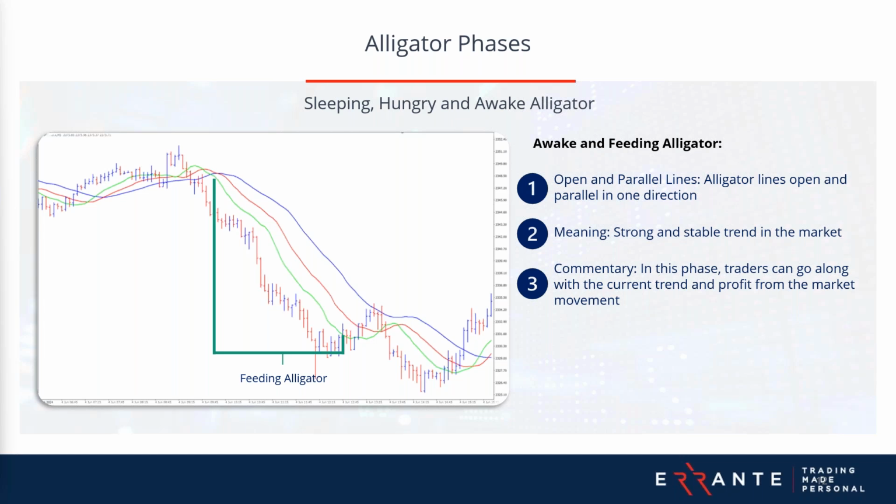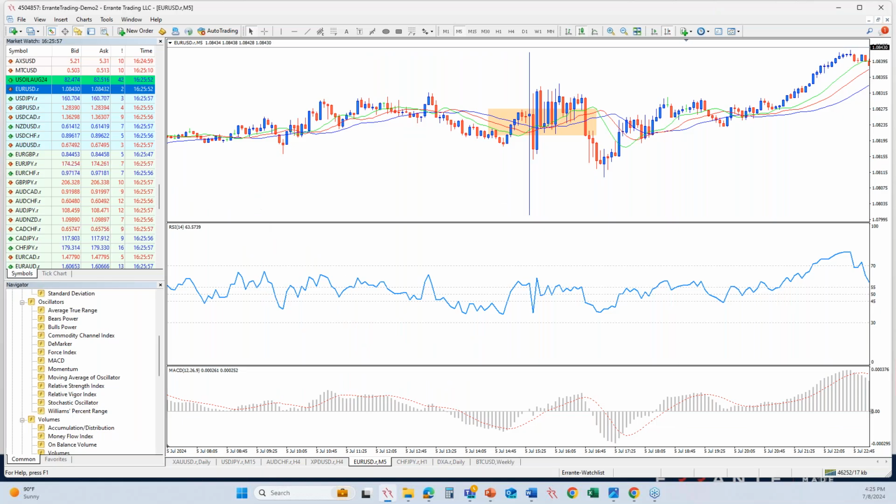Confirming the trend with other indicators is also crucial. But it's important to note that the awake alligator phase is the most favorable for traders. Why? Because it indicates a period where the market trend is strong and stable, providing excellent opportunities to profit from the movement. So observe the points on the chart where the alligator lines are moving parallel and consistently in one direction.